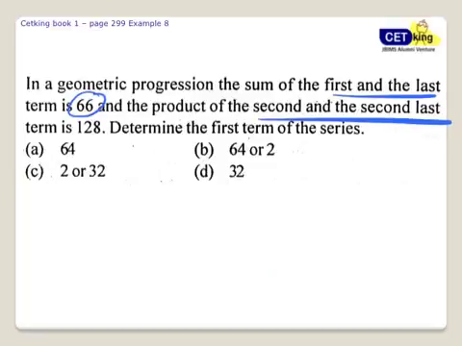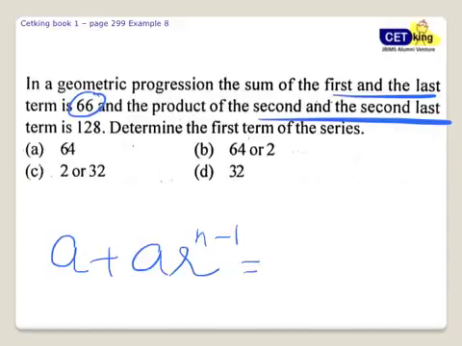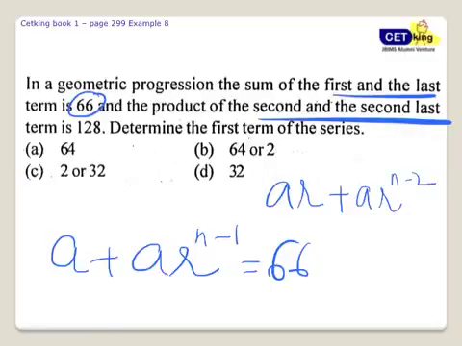I have to find two equations. Sum of the first and last term: first term A, last term A into r to the power n minus 1, is 66. Similarly, second term, which is A into r, and second last term A into r to the power n minus 2. If n minus 1 was the last term, then n minus 2 is the second last term, is 128.